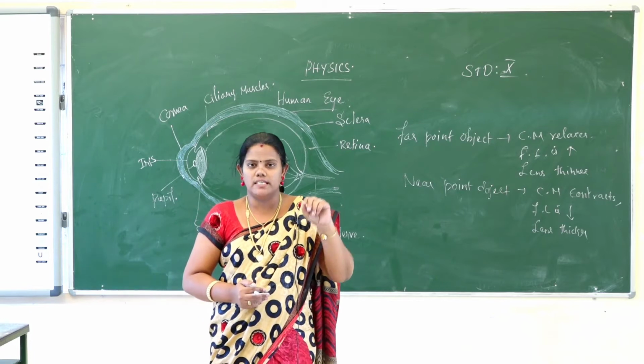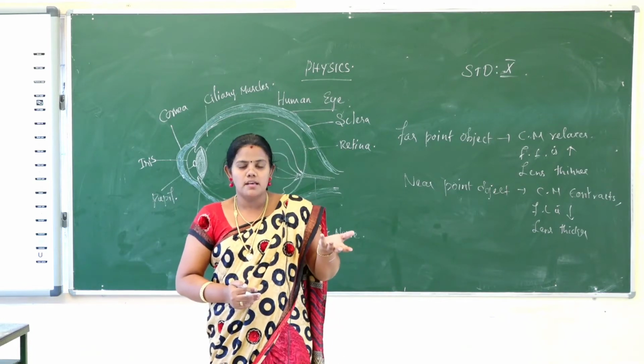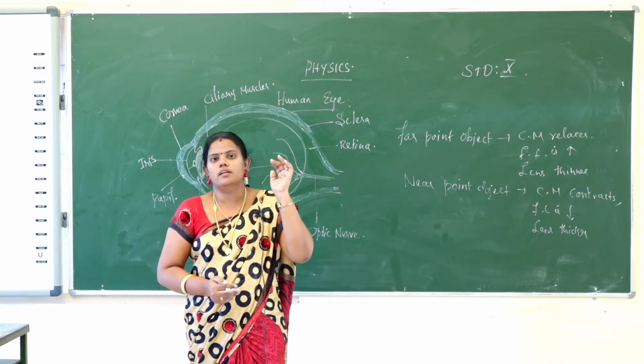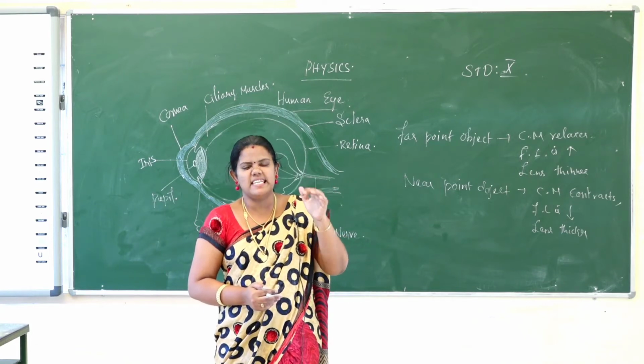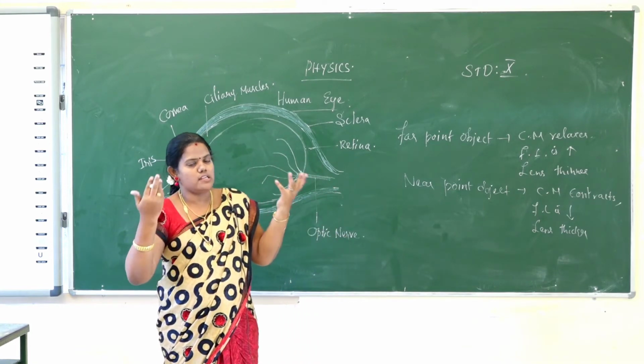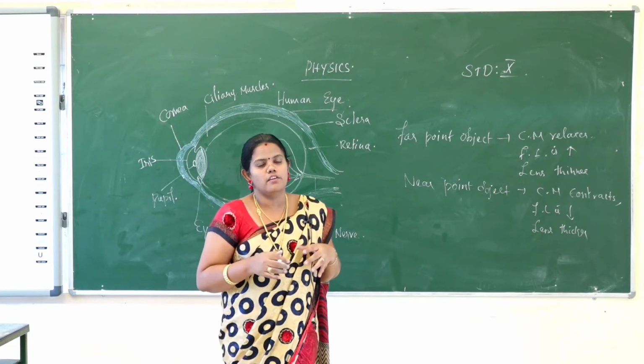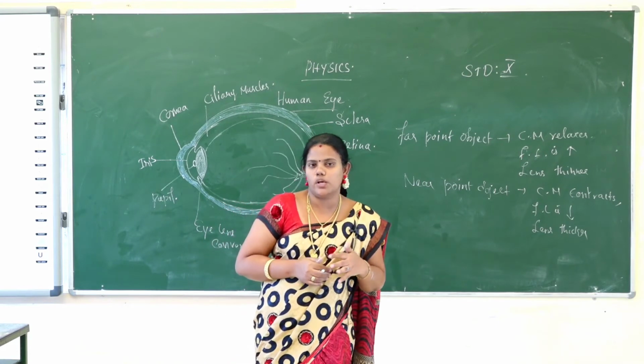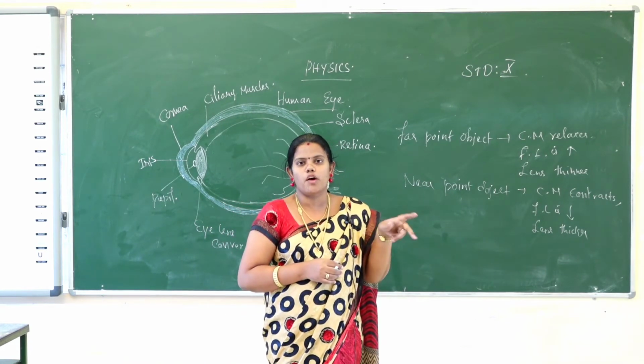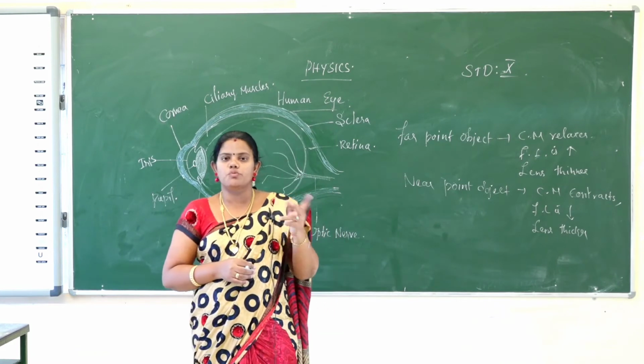That is 25 centimeter. Far point means the maximum distance up to which the object can be seen clearly. That is infinite. So in a normal eye, an infinite distance can be seen easily. So the far point is infinity, and the near point is 25 centimeter.